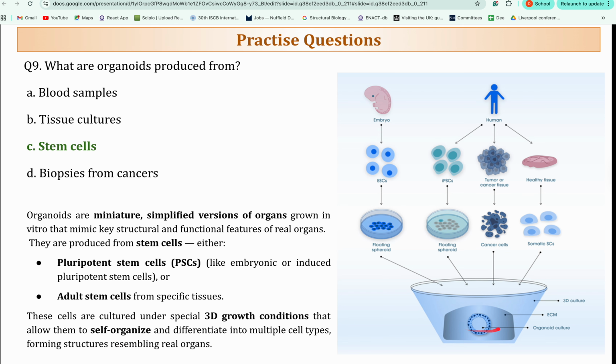This is how the organoid culture behaves. This is the ECM, this is the 3D culture in which it is placed, and this is how the samples are obtained. They could be obtained from the embryo or human tissues: iPSCs, tumor cells, healthy tissues, or ESCs. Then floating spheroid, cancer cells, somatic cells. So this is how the organoid culture behaves and how it is produced.